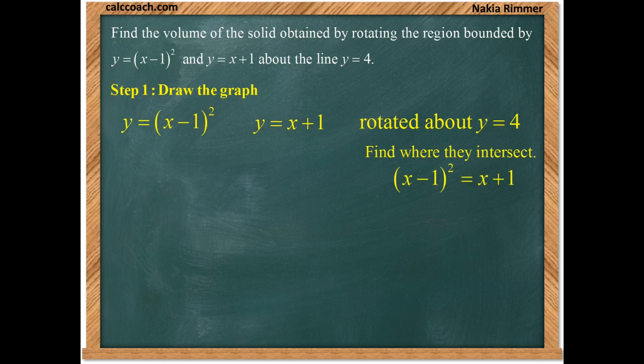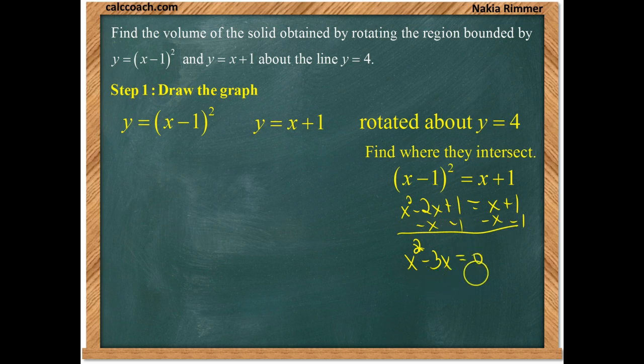And so we set them equal to each other. So we have x minus 1 quantity squared set equal to x plus 1. That's going to give x squared minus 2x plus 1 equals x plus 1. If we subtract the x over, we get x squared minus 3x, and then we subtract the 1 over, the constants go away. We factor out the x, and we end up with x times the quantity x minus 3 equals 0. So either x is 0 or x is 3.